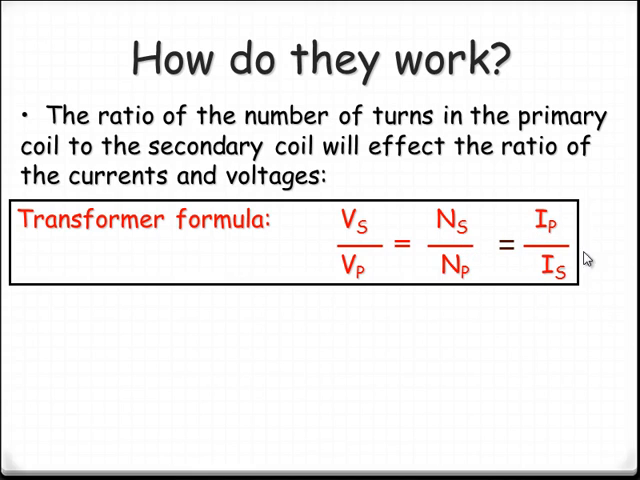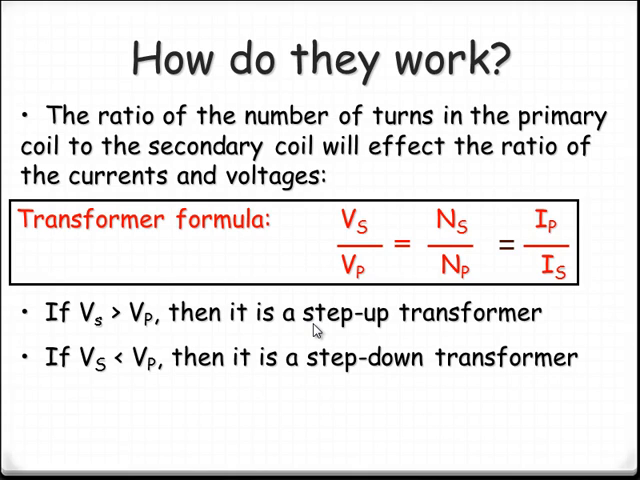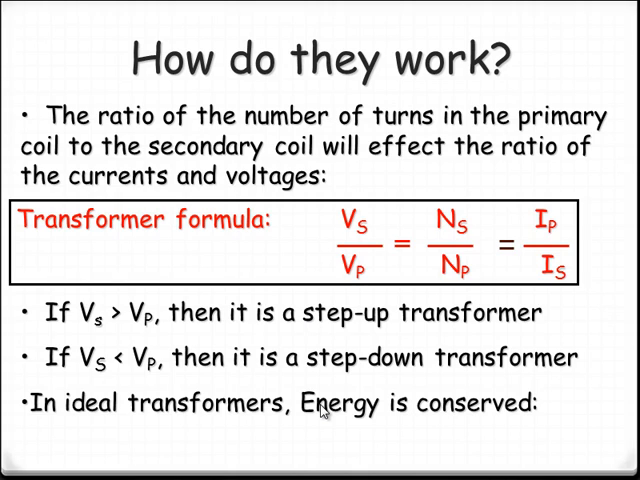However, it is inversely proportional to the current that is produced in the primary and secondary coils. Now I'll show you just in a second why that is. Key thing is, if the secondary voltage is greater than the primary voltage, it's called a step-up transformer. If the other way around, we produce a smaller voltage, then it's called a step-down transformer.